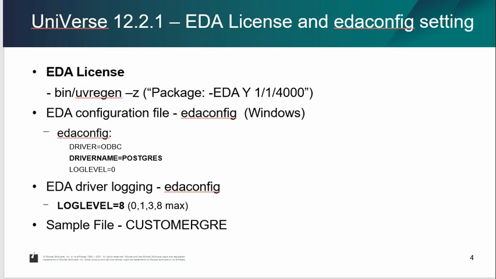You can change to other options. You can see the EDA menu for other options like 0, 1, 3, 8. They have different logging parameters to show you different logging. And I will be using one particular customer GRE file, which is basically the same customer file.